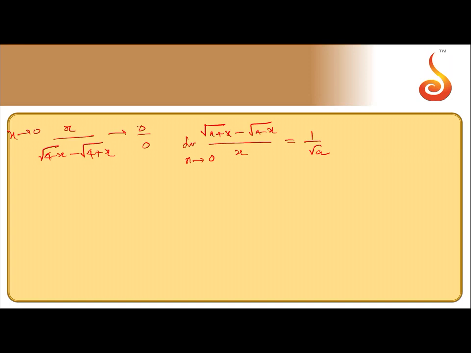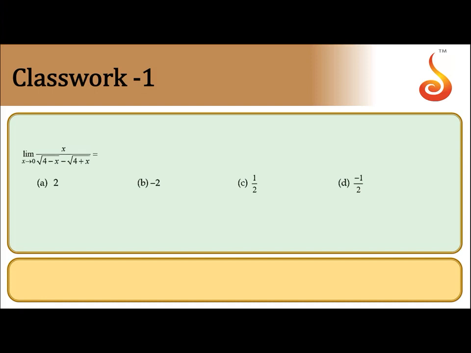Now this is in the reverse order, taking minus common, this is the same as this one. I can also write this as 1 divided by square root of 4 plus x minus square root of 4 minus x divided by x. And that is equal to 1 divided by minus 1 by root 4. Therefore the answer is equal to minus 2.